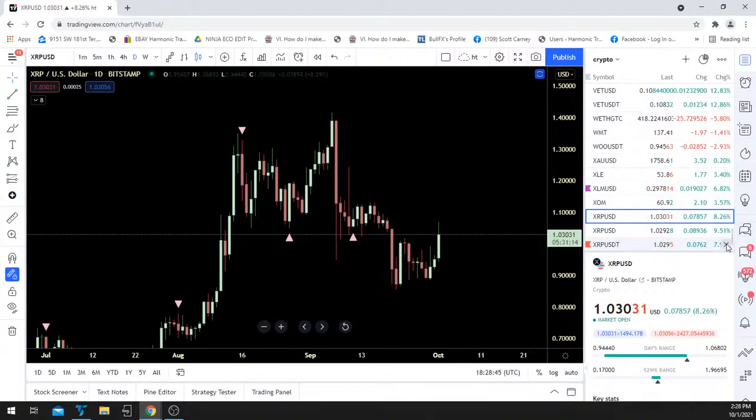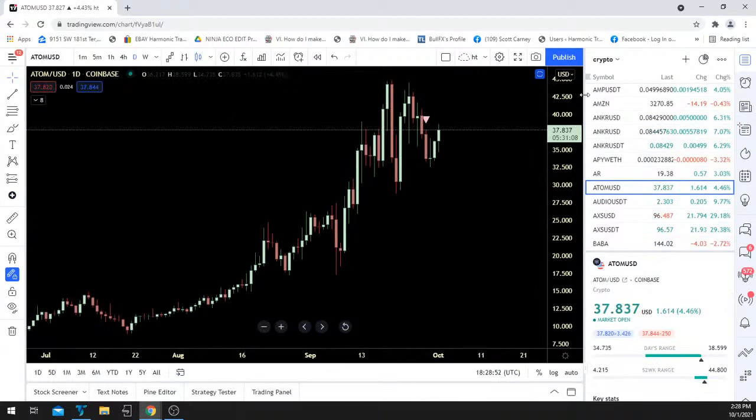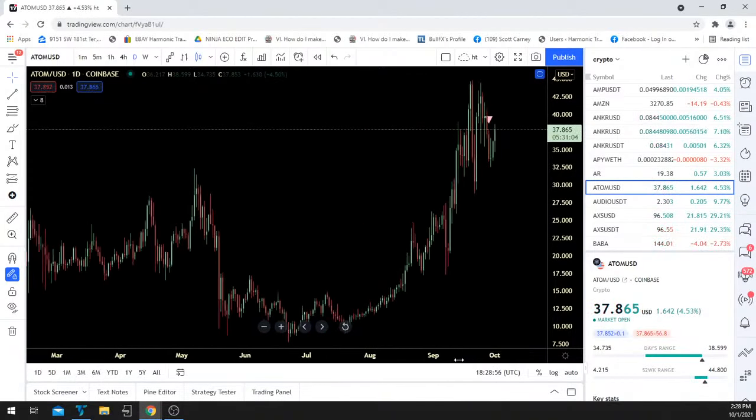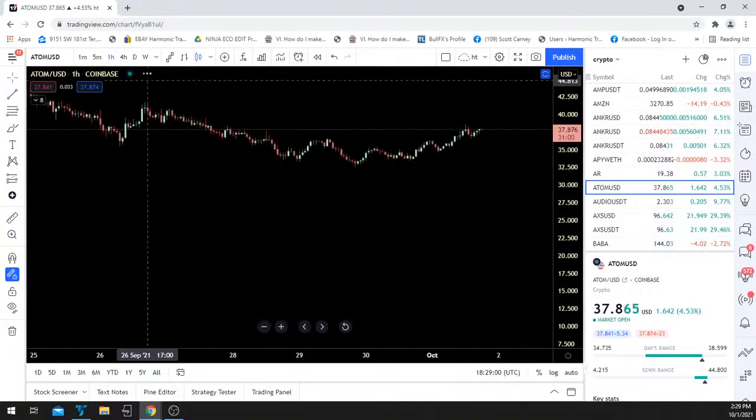Yeah, Atom. Yeah, that's it. Cosmos was the other one we were talking about within that group. Cosmos is just still holding up within that wedge. Huge move, not nearly the pullback I would want to see. Any pattern here?